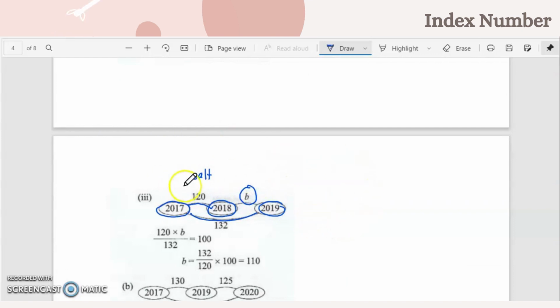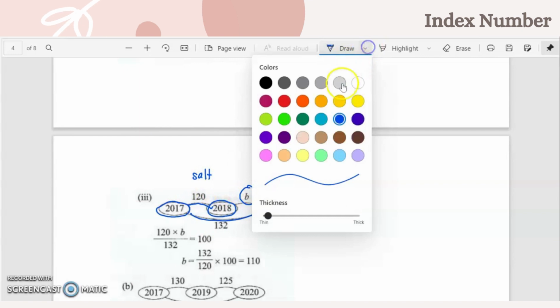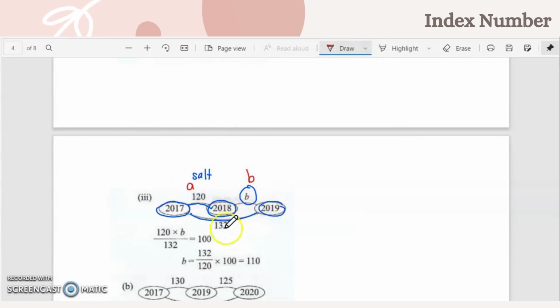Okay, so we can use the formula A times B divided by C equal to 100. So let's say this one is equal to A and this one equal to B, the price index, and this one equal to C. So to find for each price index, it comes from this formula. A times B divide C, we will equal to 100. Okay, so now we want B. So B will be C divided by A times 100. Okay, so we take C here, which is 132, and then A 120, we times with 100. So the price index for the salt in the year 2019 based on the year 2018 is 110. Dan maknanya harga salt tu meningkat 10% daripada tahun 2018 kepada tahun 2019.